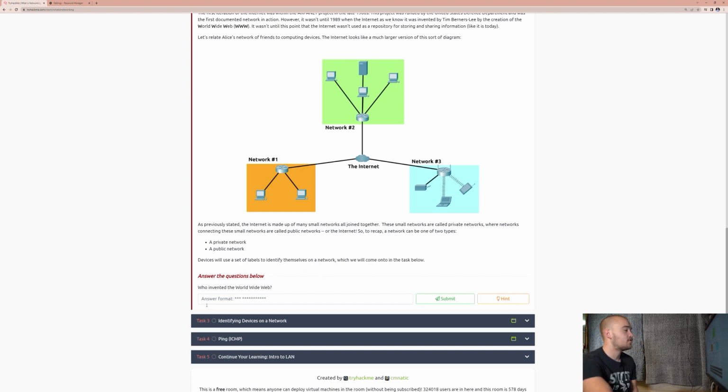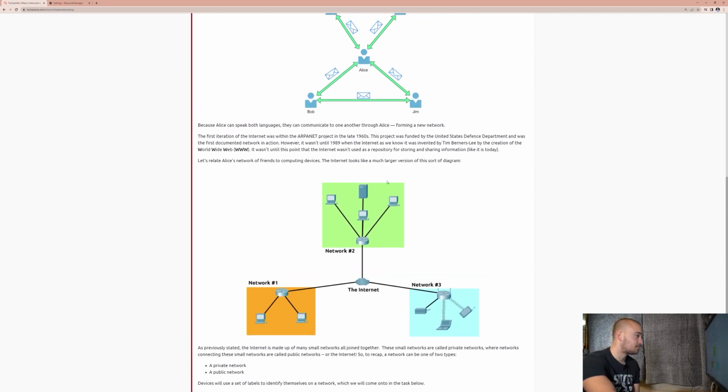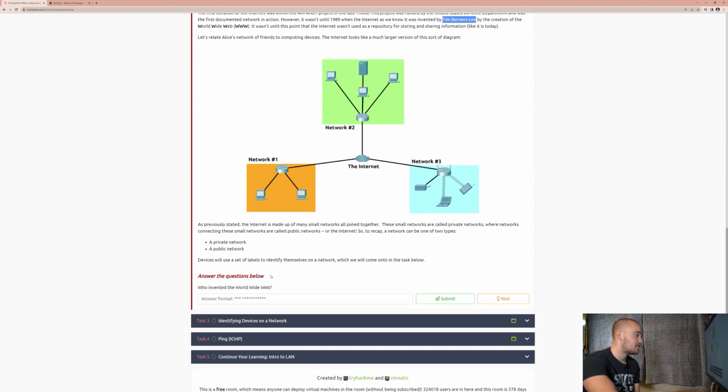task below. So who invented the World Wide Web? Now we read about that just a second ago, and that is Tim Berners-Lee who invented it, and if you don't know the year, it was 1989.